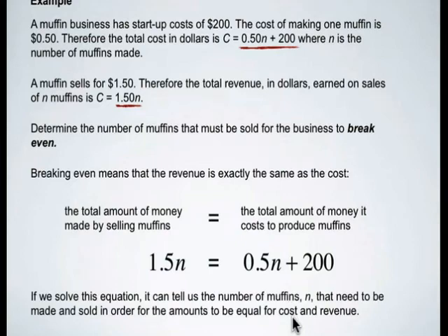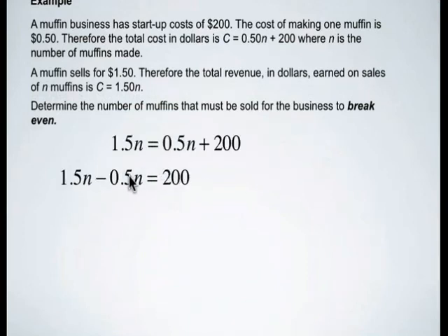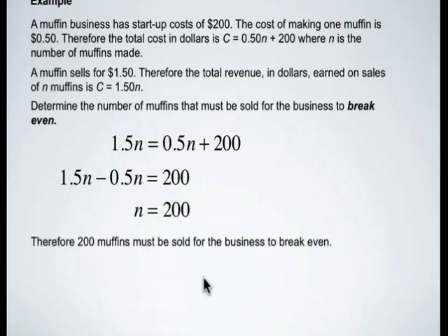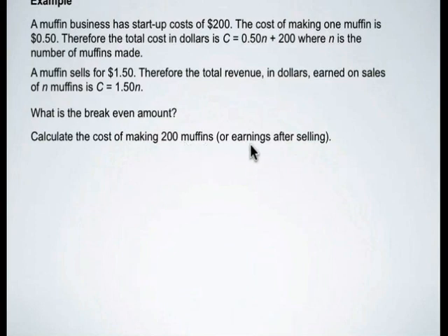So when we do this, we're going to first of all subtract 0.5n from both sides. And when we do that, we get n is equal to 200. So that means that if you sell 200 muffins, the business breaks even. So now the question is, what is the break-even amount? In other words, calculate the cost of making 200 muffins and calculate the earnings, or the revenue, of selling 200 muffins.